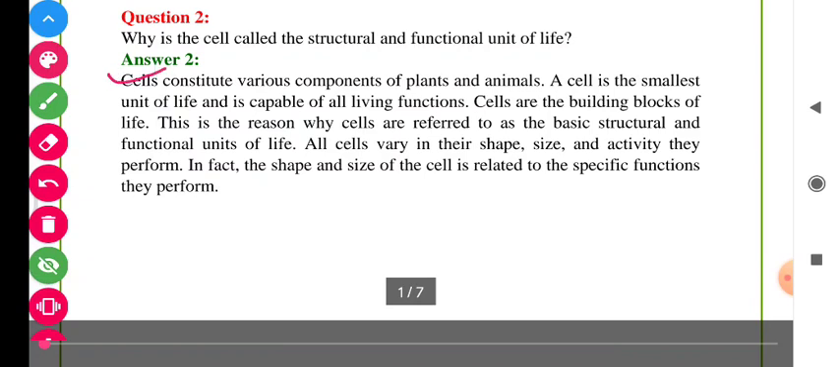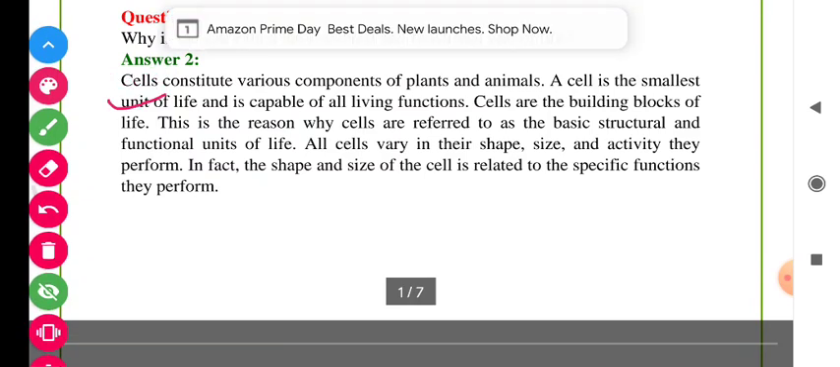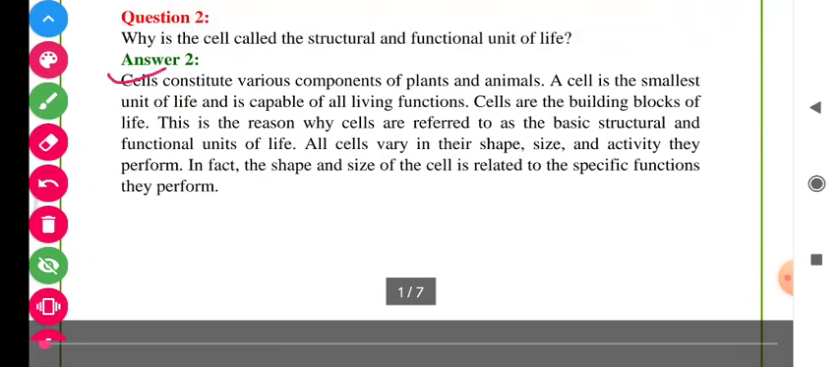cells constitute various components of plants and animals. A cell is the smallest unit of life and is capable of all living functions. It is a building block of life. This is the reason why cells are referred to as the basic structural and functional units of life. Okay? All cells vary in their shape, size and the activity they perform. So these are some of the important characteristics of the cell, and because of these characteristics the cell is called the structural and functional unit of life.